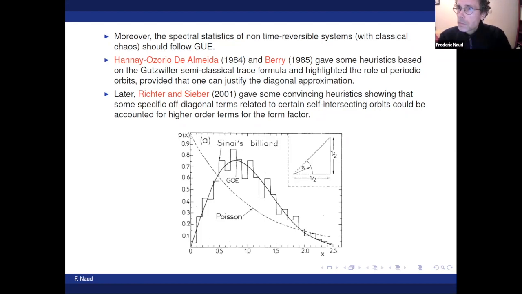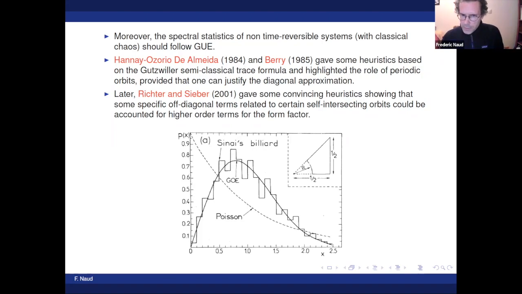And here in the picture, you have the nearest neighbor spacing density, which is the GOE case. And again, it's a version of a chaotic billiard by Sinai. So they did some numerics, I guess, at the time, and plotted the result against the predicted GOE curve, and this is what you get.